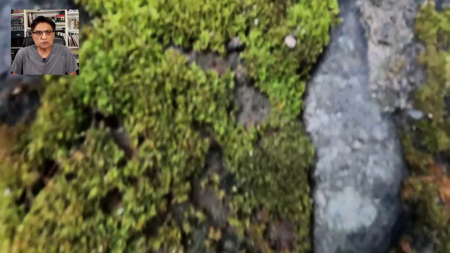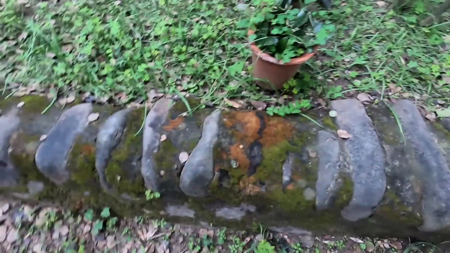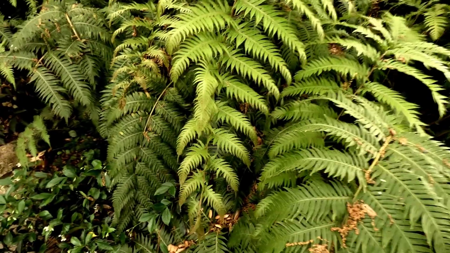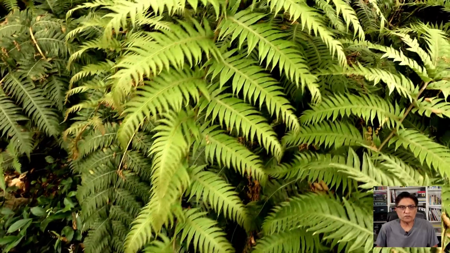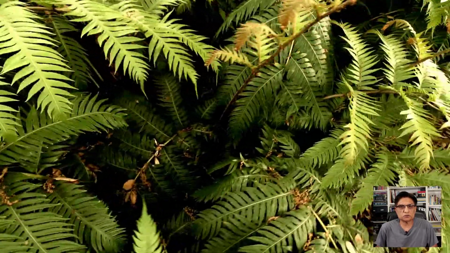Mosses are the simplest plants. They are non-vascular and reproduce by spores. Ferns are more advanced than mosses. They have vascular bundles but still reproduce by spores.